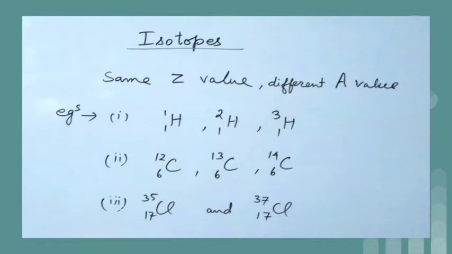H1, H2, H3 are the isotopes of hydrogen, which are known as hydrogen, deuterium, and tritium respectively. C12, C13, C14 are the isotopes of carbon, having mass numbers 12, 13, and 14, and they have same number of protons and same number of electrons. Cl35 and Cl37 are the isotopes of chlorine. The isotopes of an element have identical chemical properties, however, their physical properties differ.